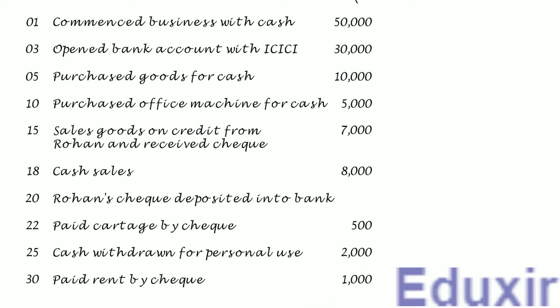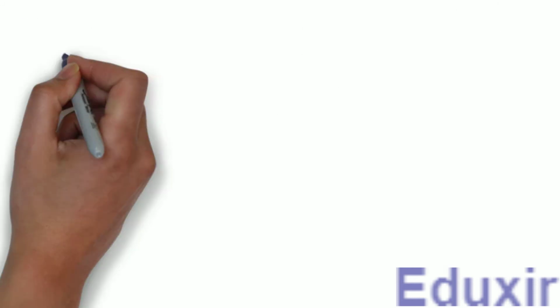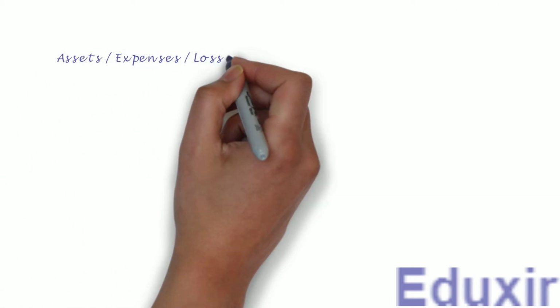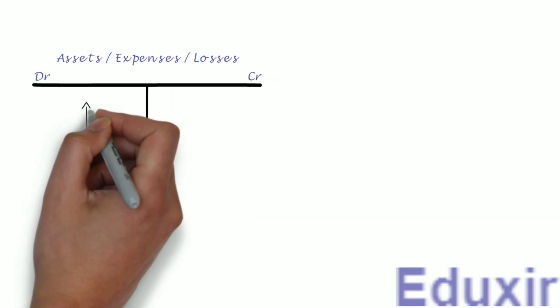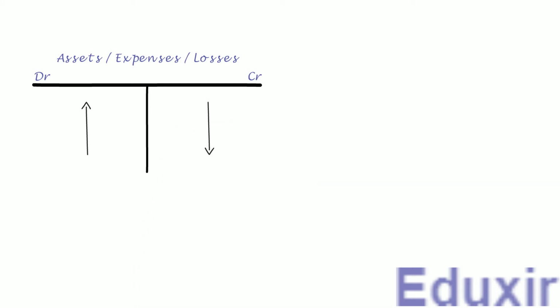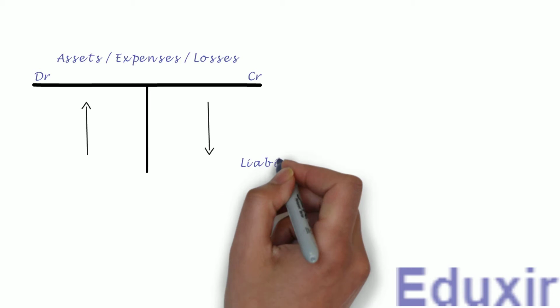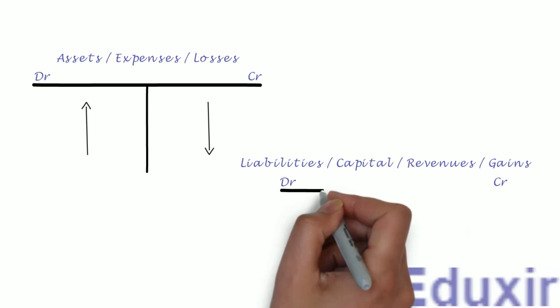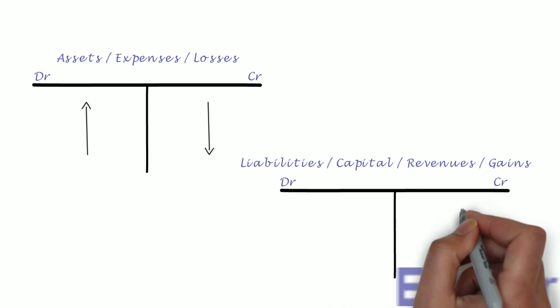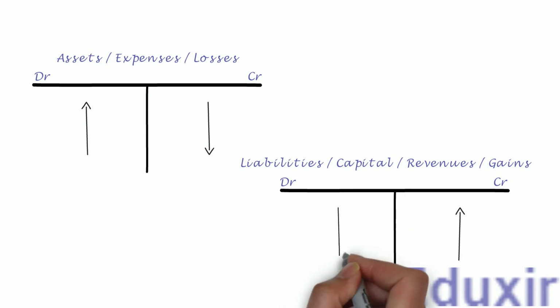Before you proceed with the posting of these transactions into the cash book, let us recap the rules used for posting the transactions into the cash book. In case of assets or expenses or losses, any increase in any of these should be debited and any decrease should be credited. Whereas in case of liabilities or capital or revenues or gains, any increase in any of these should be credited and any decrease should be debited. With these rules at our hand, let us proceed with the posting of these transactions into the cash book one by one.